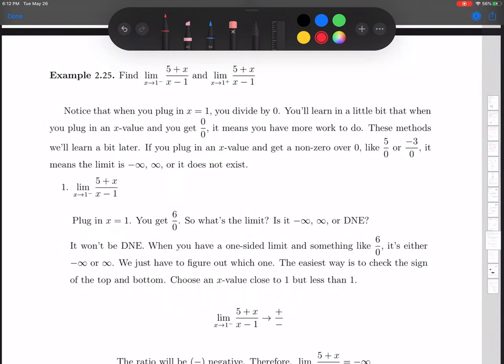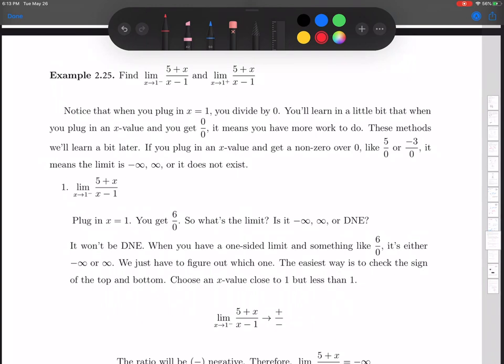Why? Well, because you have a one-sided limit. So your one-sided limits are always going to be negative infinity or positive infinity. You're never going to get a does not exist here. When you take a general limit, however, it's possible to get DNE or does not exist. But for now, for this left-hand side limit, when we get the case of 6 divided by 0, it's going to be either negative infinity or infinity. We just got to figure out which one.